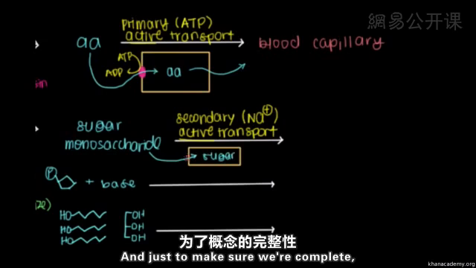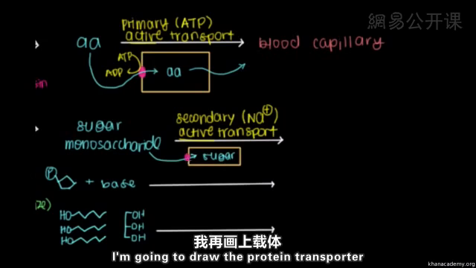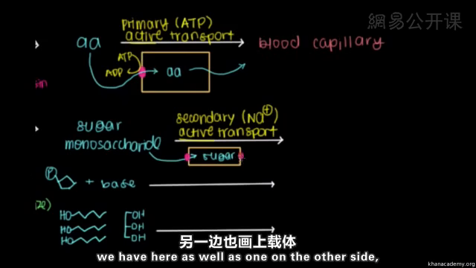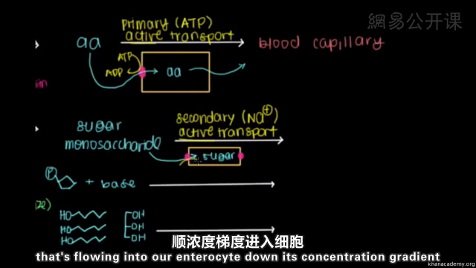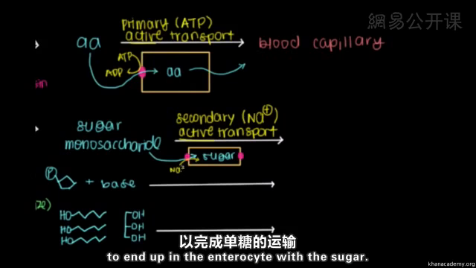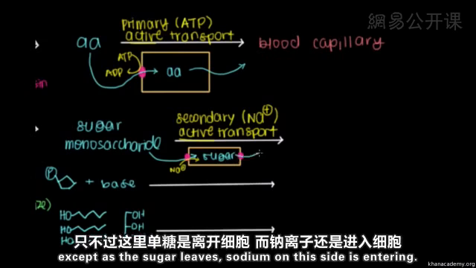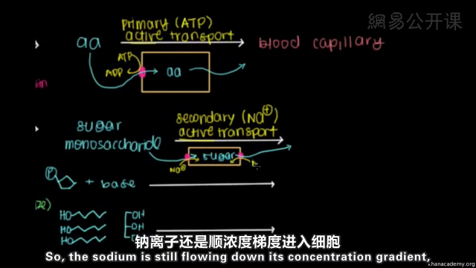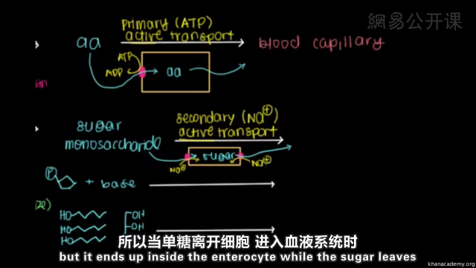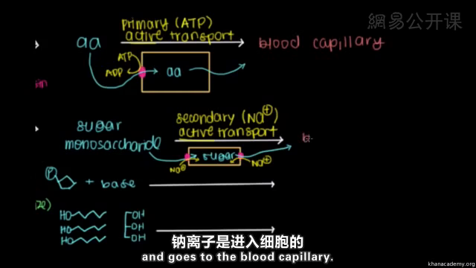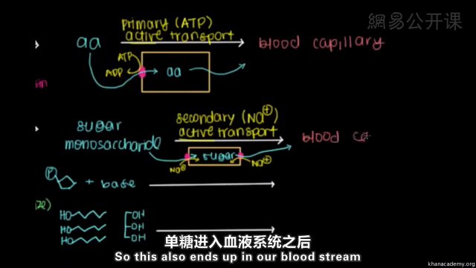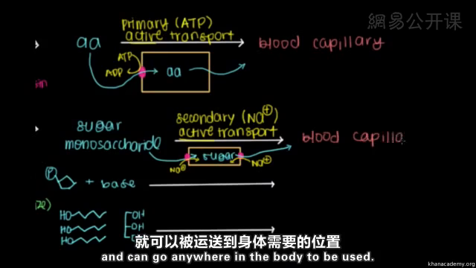allowing a monosaccharide or a sugar to enter into our enterocyte. And just to make sure we're complete, I'm going to draw the protein transporter we have here, as well as one on the other side, and show that there is a sodium ion that's flowing into our enterocyte down its concentration gradient to end up in the enterocyte with the sugar. And the same thing happens on the other side, except as the sugar leaves, sodium on this side is entering. So the sodium is still flowing down its concentration gradient, but it ends up inside the enterocyte while the sugar leaves and goes to the blood capillary. So this also ends up in our bloodstream and can go anywhere in the body to be used.